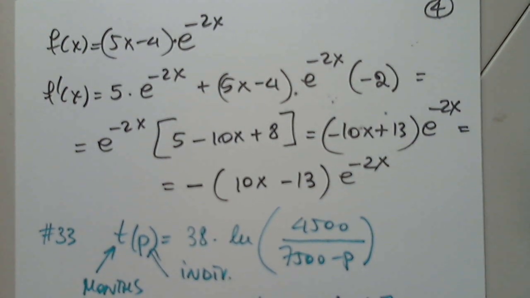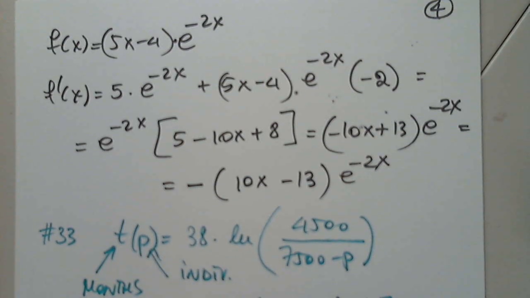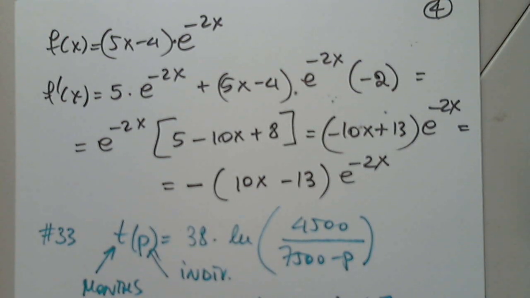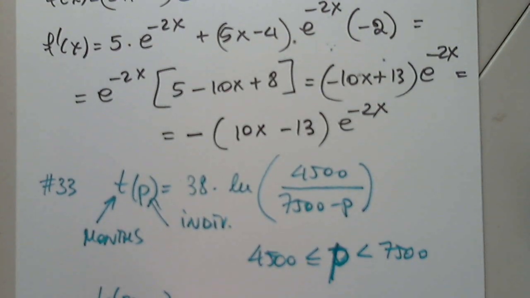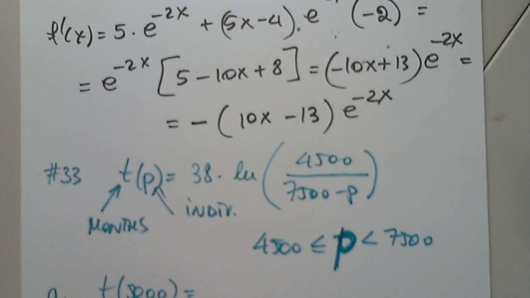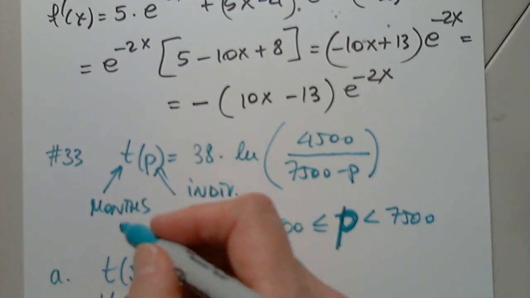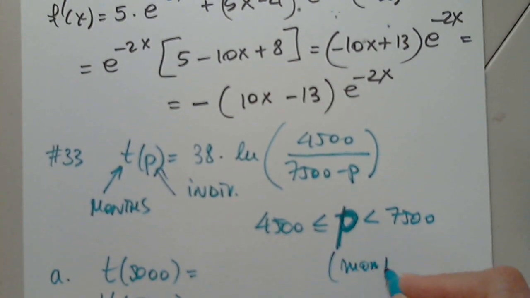So part A, find T of 5,000, and then find T prime of 5,000, and explain what each number represents. Fine. Awesome. So can anyone tell us, first of all, what does T of 5,000 represent? So this is P. T of 5,000. What does it represent and what do we need to do? What would be the measurement unit? Since we are talking about T, what will be the measurement unit? Months. Exactly. So whatever result I get, it will be months.